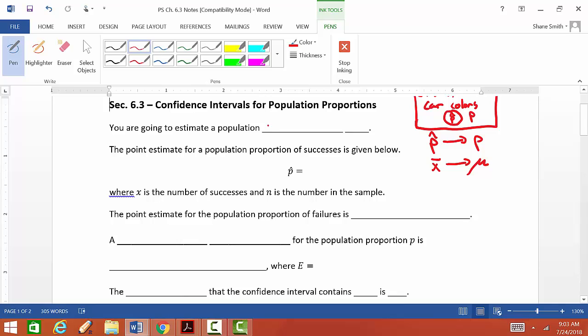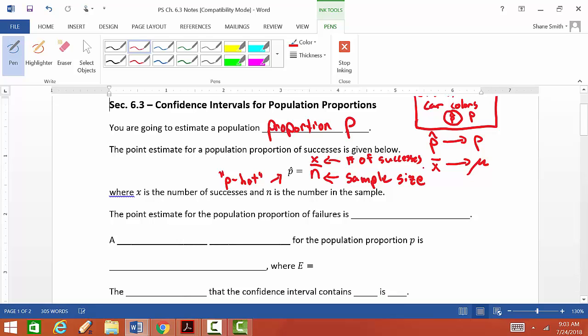So basically, we're going to estimate a population proportion, P, and the point estimate for a population proportion is P hat, and yes, that is pronounced P hat, which is X over N. And X is the number of successes, and N is always the sample size, right? Lowercase n is always sample size. Okay.